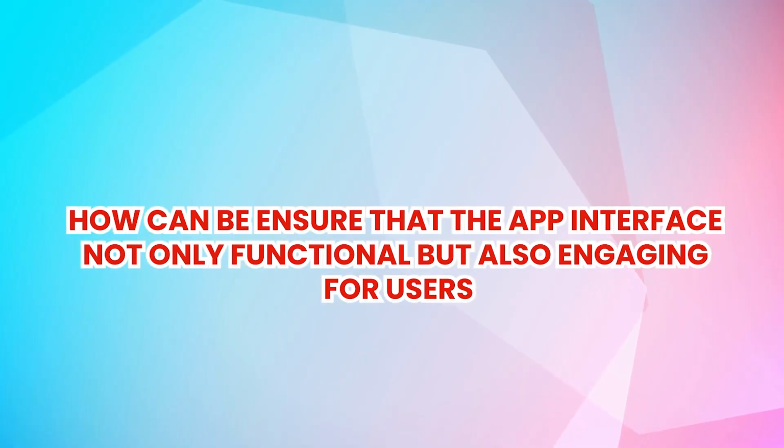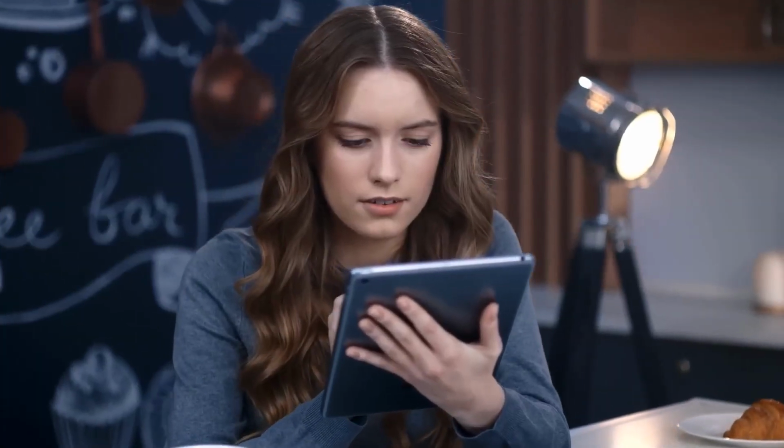Okay. So with this, I would like to know how can we ensure that the app's interface is not only functional but also engaging for users? Yeah, so basically in UI UX, there are two words, UI and UX. You have to balance both the aspects. Both are different aspects, and you have to balance those.